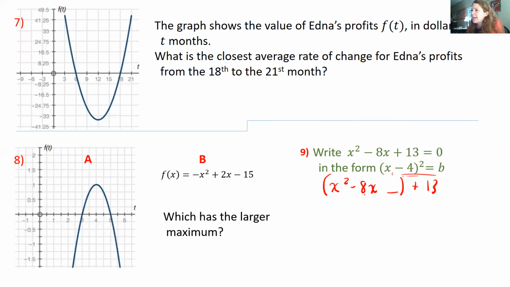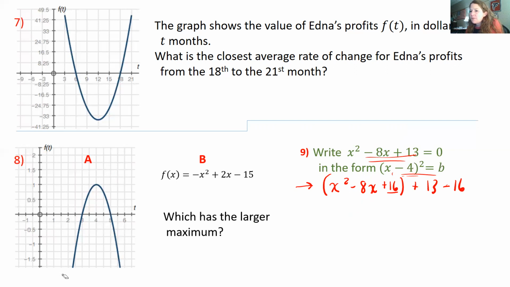Well, what's half of 8? Half of negative 8 is negative 4. So we're going to half it and then we square it, right? So negative 4 squared is plus 16. And then to keep this original equation equivalent to this one, if we add 16 to this side, we have to subtract 16 to that side.